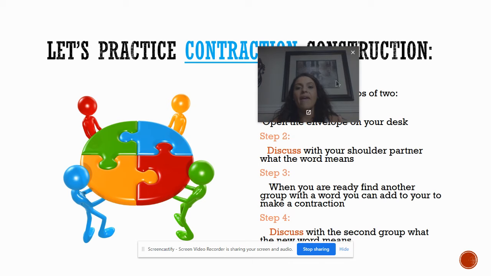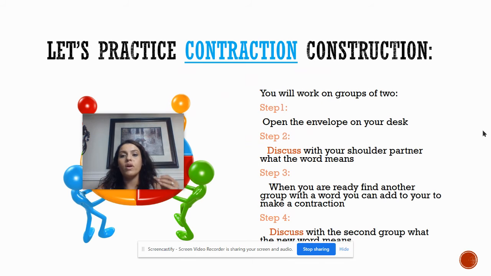So we're going to come back. And then step 4, once you find your second group, you're going to describe what does the new word mean. Did the meaning change because you made a contraction, or did the meaning stay the same?